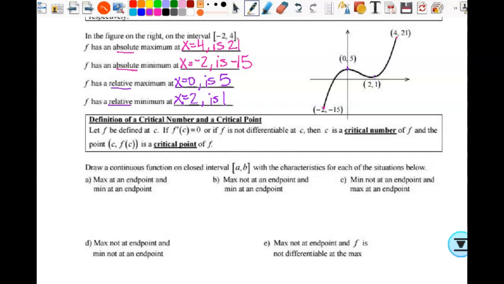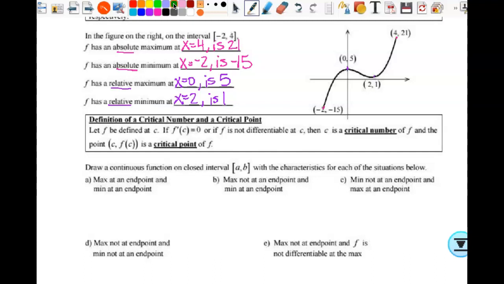One of the reasons we need to look at this is because we are looking for our critical values. This is how we find critical values. And if you take the derivative, we get the slope, right? So at our relative maximum and minimum values, what is the slope of the tangent line?